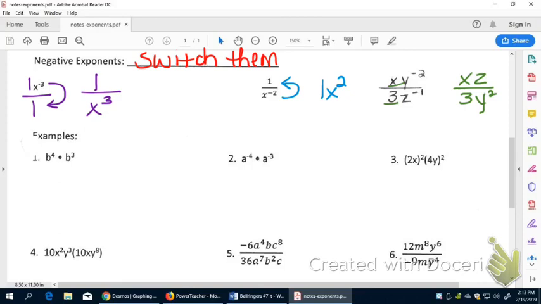All right, let's look at a bunch of combinations of things. So number 1, that's a multiplying problem. So what do we do with the exponents? Add, so you get b to the 7th.